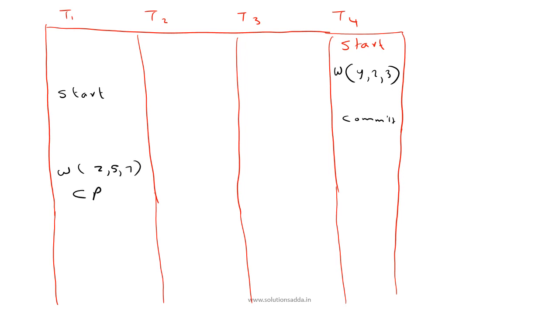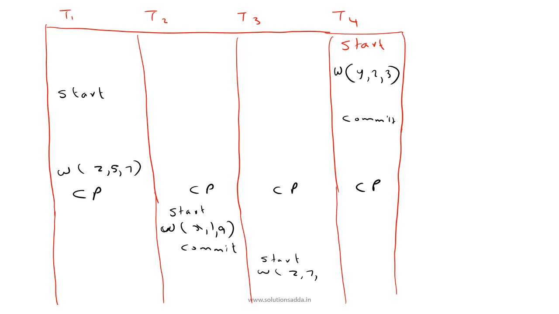We are writing CP for all the transactions. Checkpointing has happened. Then T2 is started. It is writing X19. Then it is committing. Then this transaction T3 starts. It is writing Z72. Then the system crashes.